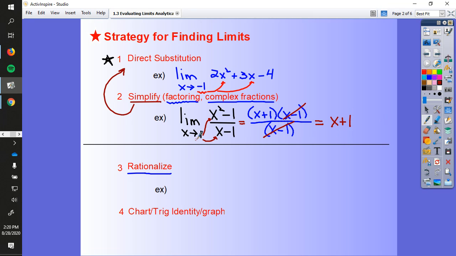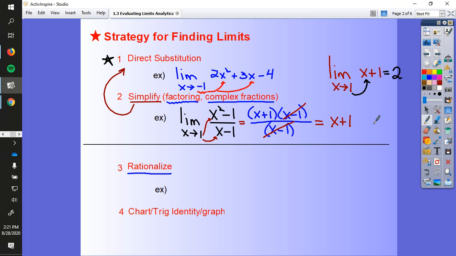And so what we can now do is rewrite this limit problem as the limit as x approaches 1 of my simplified function. Now, if you take a look at this, do you notice that nothing is stopping me from doing a direct substitution? We simplified this expression so that I can get to a direct substitution and find my limit.